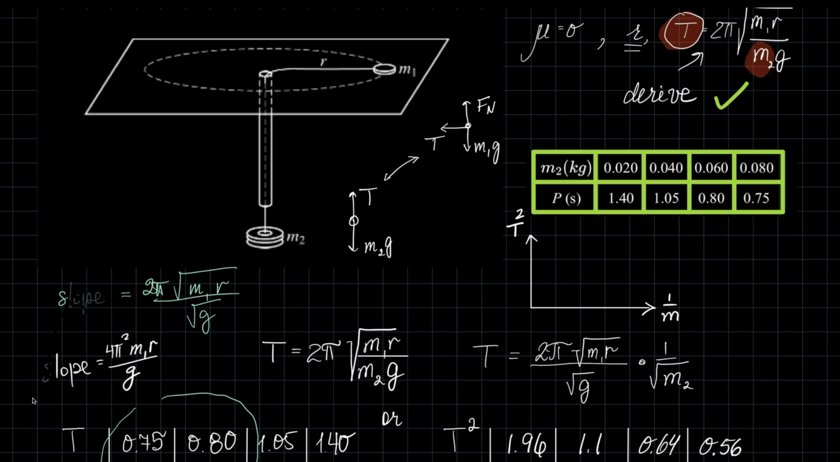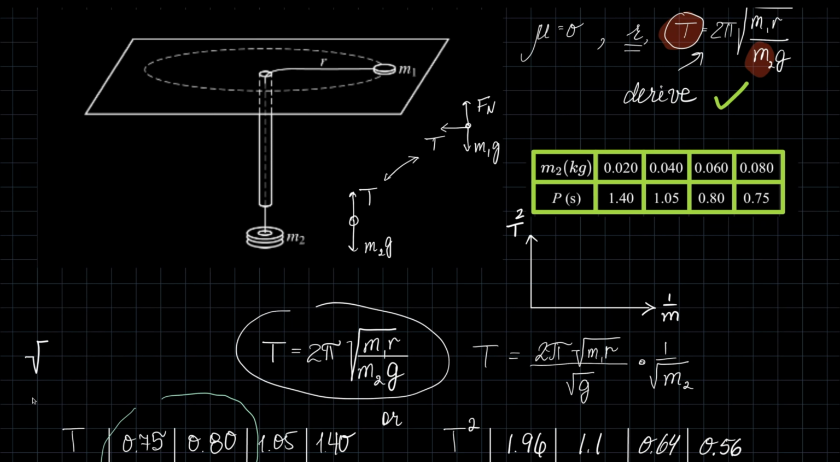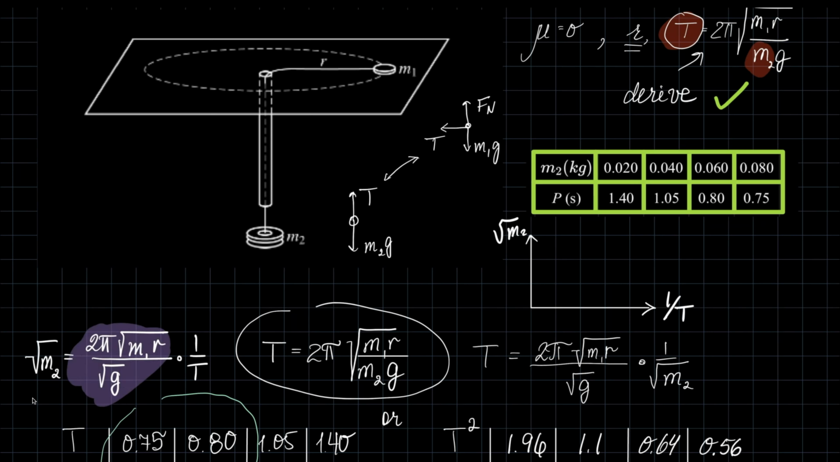Yet another option, I could flip-flop this formula as a root of M2 would be equal to 2 pi root of M1r divided by root of g times 1 over T. And I could do root of M2 versus 1 over T. And we could also just graph M without the square root, but then we would do 1 over T squared. Those are all our options.